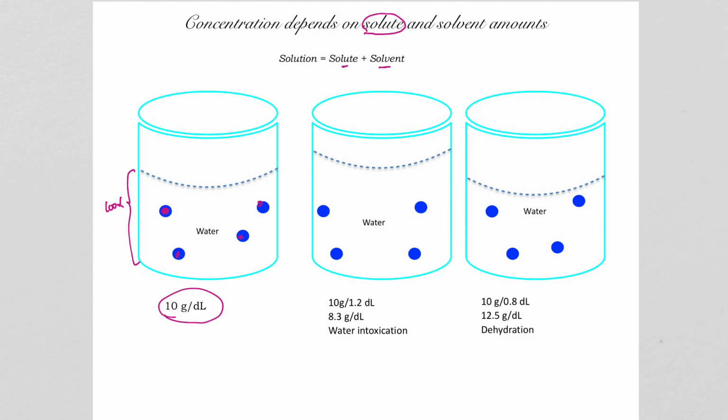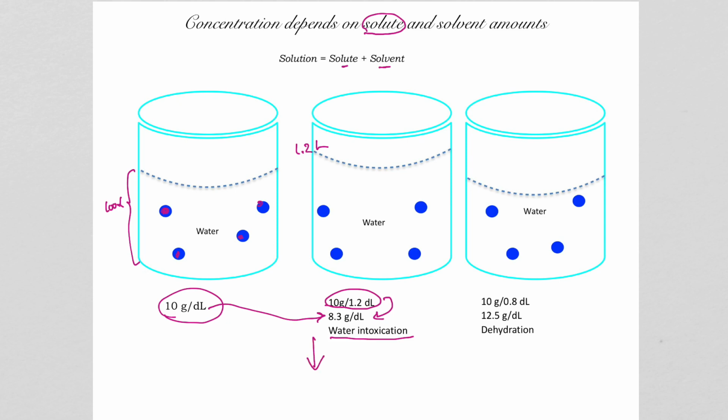Let's say if the body water went up in water intoxication, then instead of 1 deciliter, the volume increased. In this test tube example, increased to, say, 1.2 deciliter. So now we have 10 grams in 1.2 deciliter. So the concentration goes down from 10 to 8.3 grams per deciliter. 10 divided by 1.2, that's 8.3. Okay, so the concentration goes down.